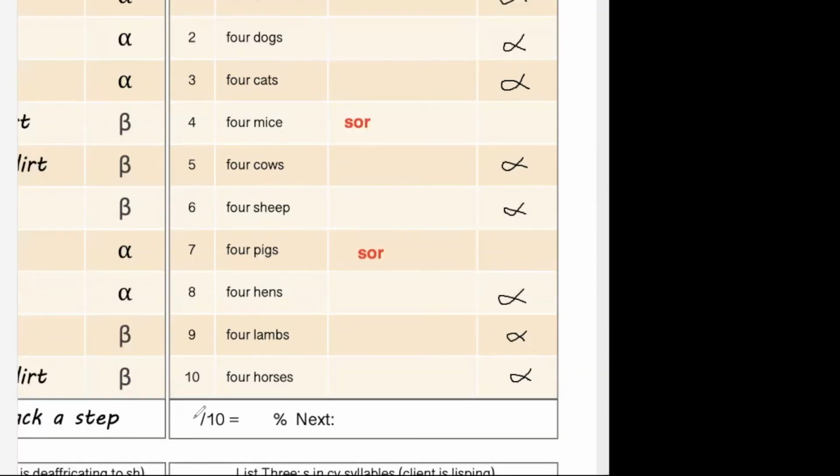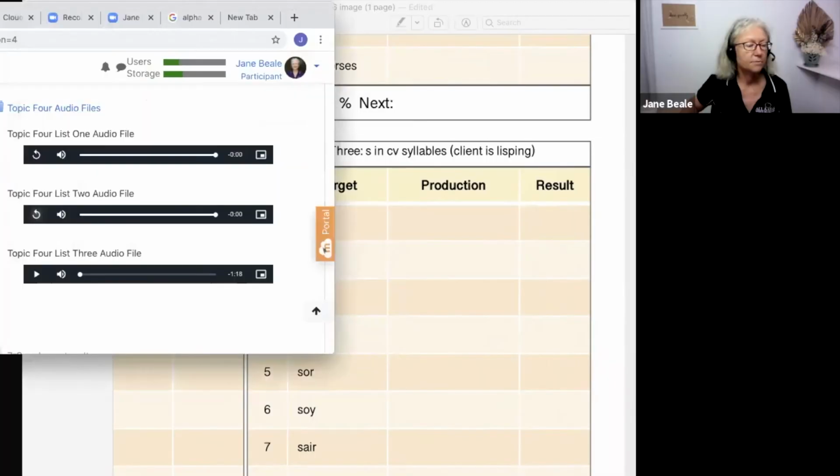Correct. So we have 8 out of 10 correct, which is 80%. And next would be stay on this level. I wonder if that's what you put. So I'm going to press list 3 now. It's going to be in CV syllables, and the client is lisping. Do you remember lisping is where they've replaced s with a sound that's further forward in the mouth with the tongue protruding. And this can be written as a TH.